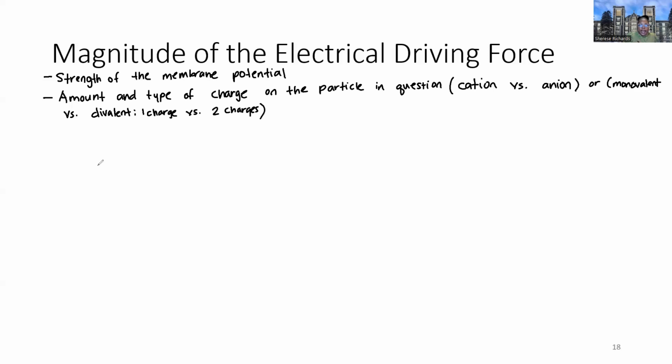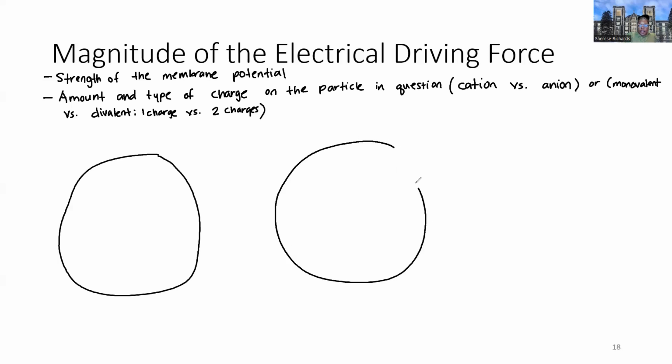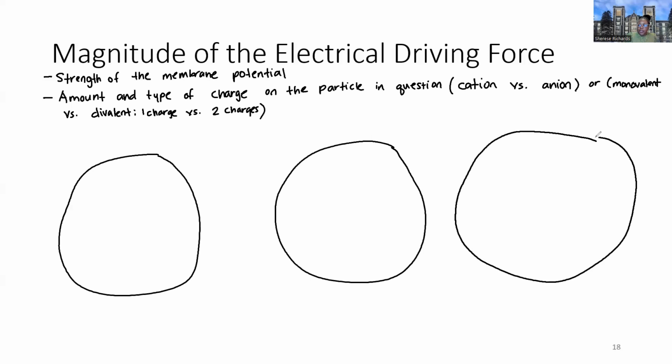So depending on the type of charge and the amount of charge, that too will determine the strength of the electrical driving force, or the strength with which that particle wants to move to get to the opposite side or the opposite state of the cell. So let's look at an example to drive this point home. So here's our first hypothetical cell, our second hypothetical cell, and then a third scenario over here. Let's start with the first one and think about our cation sodium.